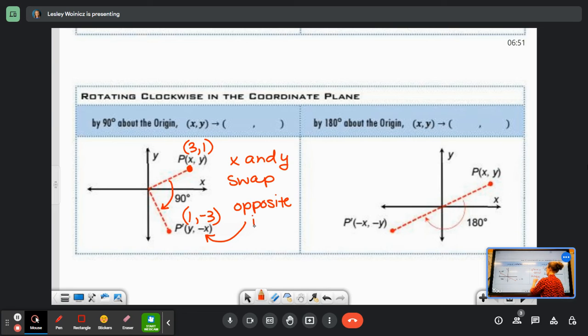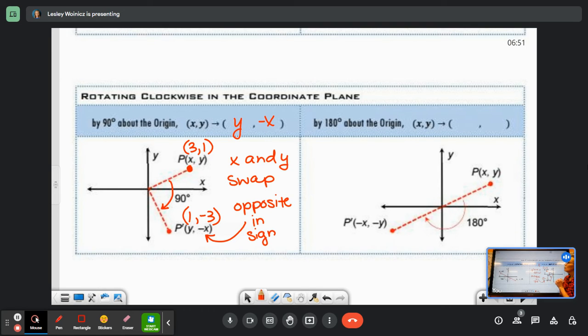I'm going to say in sign. I like that better. Okay. So we just say this: our old Y turned into our new X. Our old X turned into our new Y. And it went opposite.